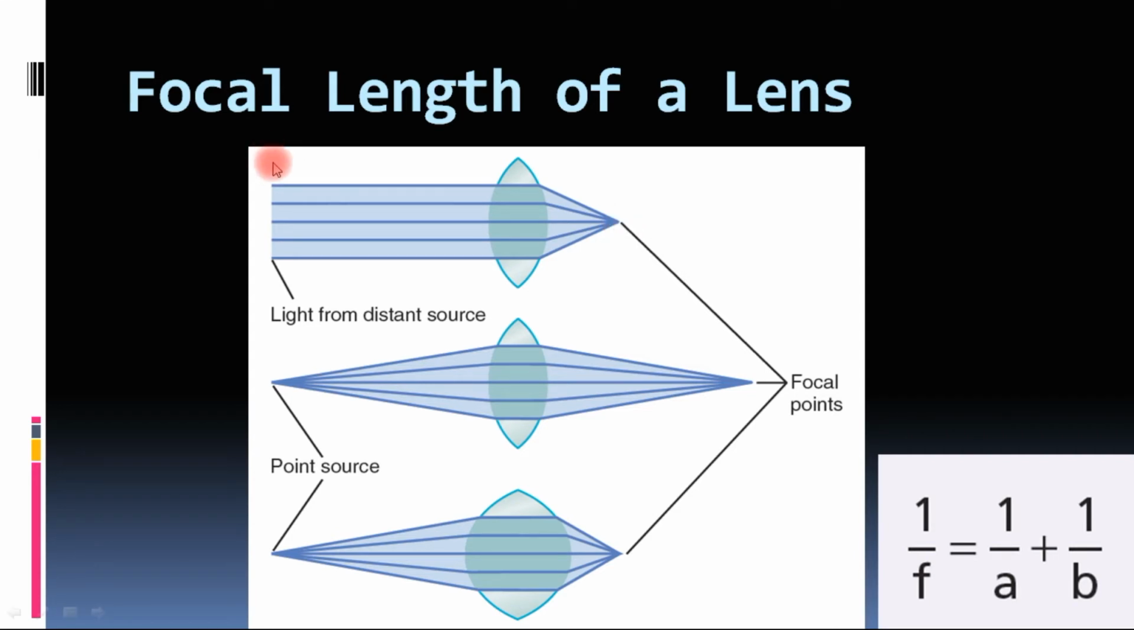When the parallel rays fall on the lens and they converge on the focal point, the distance between the midpoint of the lens and the focal point is called the focal length of the lens. Now this diagram is particularly important so that we can understand the mechanism, or at least the principle, of accommodation when we study the lens.